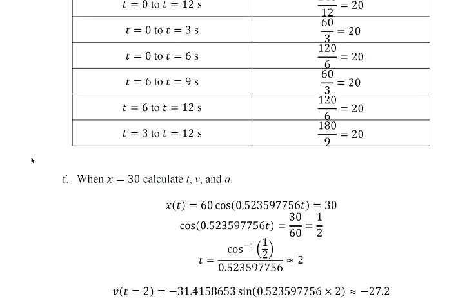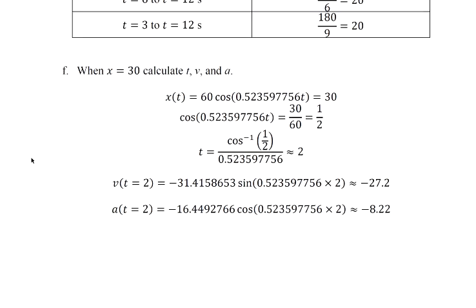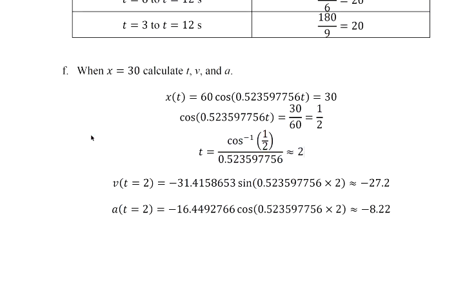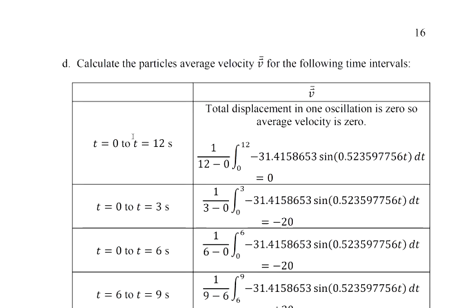Part F, at x equals 30, calculate t, v, and a. So first I solved for t, and then after solving for t, I could substitute that into the v and a equations. So what exactly is happening in this problem?